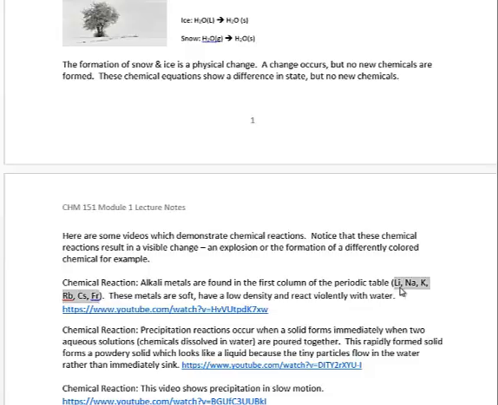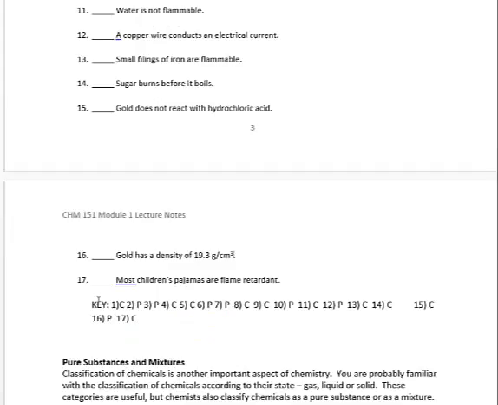Li is lithium, Na is sodium, K is potassium, Rb is rubidium, Cs is cesium, and Fr is francium. Gold has a density of 19.3 grams per centimeter cubed.